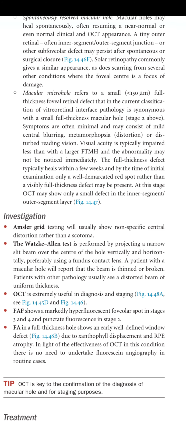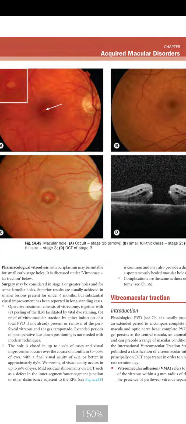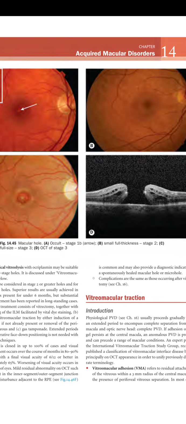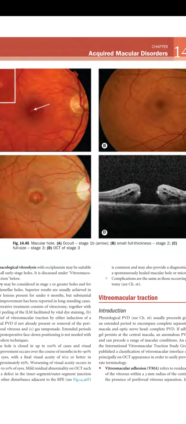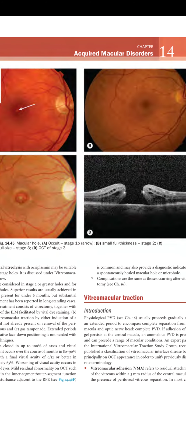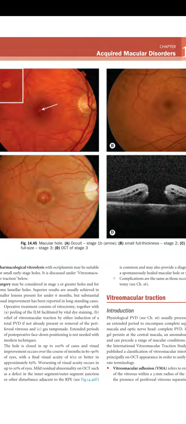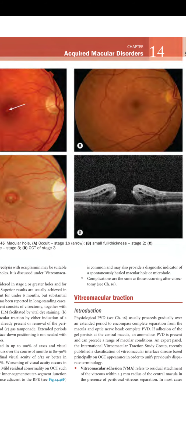At this stage, OCT may show only a small defect in the inner segment outer segment layer. So let's see figure 14.45. A is showing us an occult macular hole, stage 1B. B is showing us a small full thickness stage 2 macular hole, and C is showing a full size stage 3 macular hole because it is without PVD. D is showing us an OCT of the stage 3. So you can see the full thickness macular hole up to the RPE.